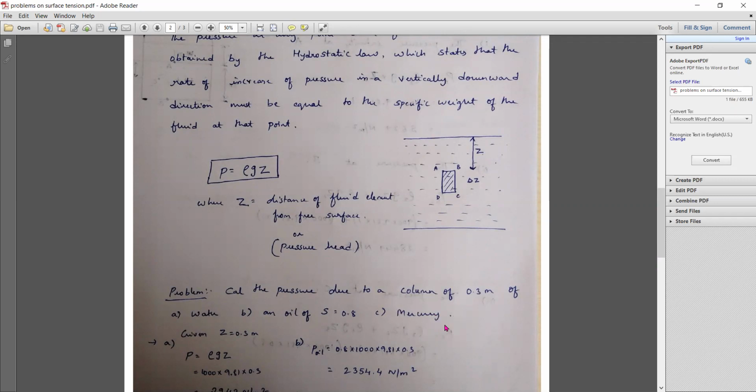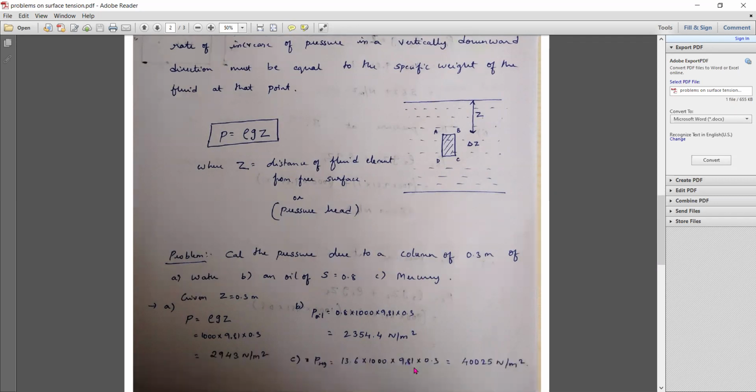First find the density. So density is equal to 13.6 into 1000, since mercury is also a liquid. Then you'll get 13,600 into 9.81 into height 0.3. You'll get the pressure of mercury as 40,025 Newton per meter square.